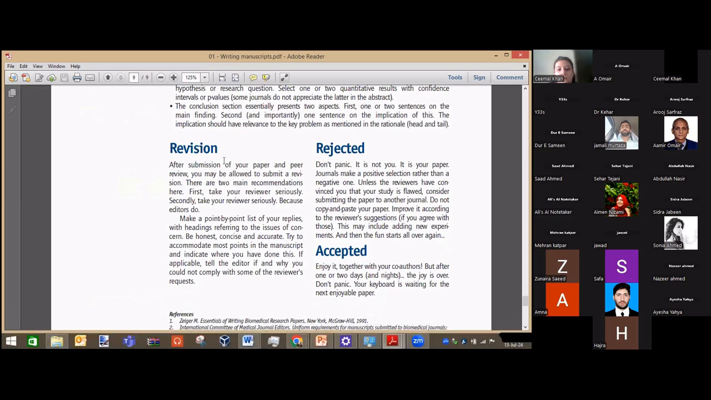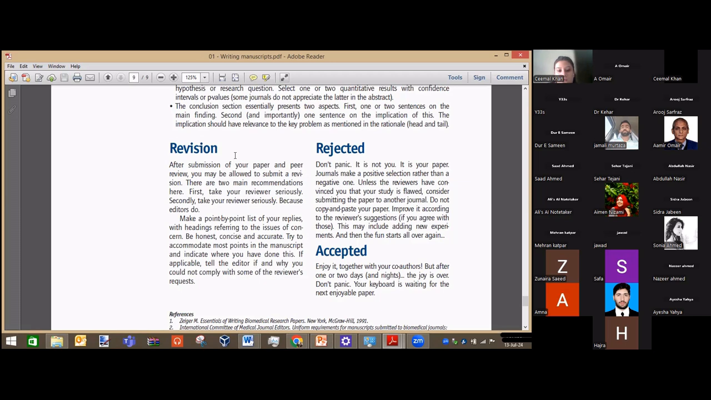Revision. These are the things that you get, right? Revision, rejected, accepted. Hopefully, if you follow the correct things, mostly you will get a revision. Very few papers get accepted at the first go. But if you do the revisions, another advice: the reviewer is always right, even when the reviewer is wrong.